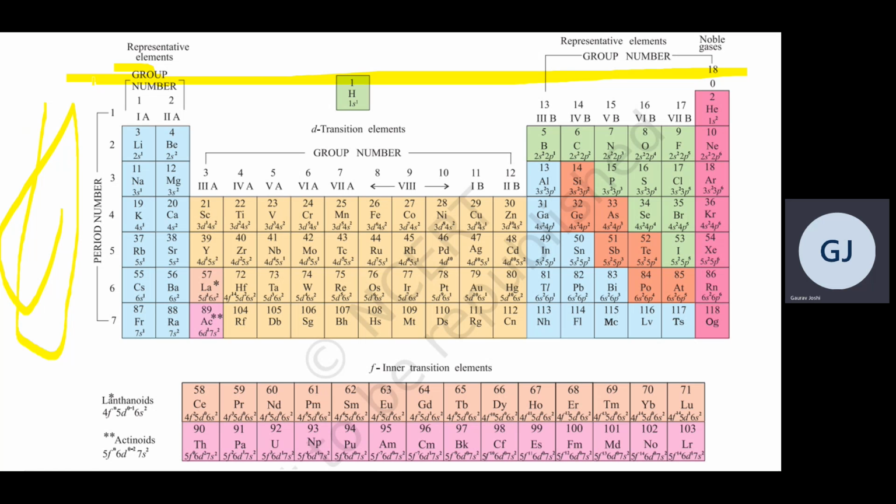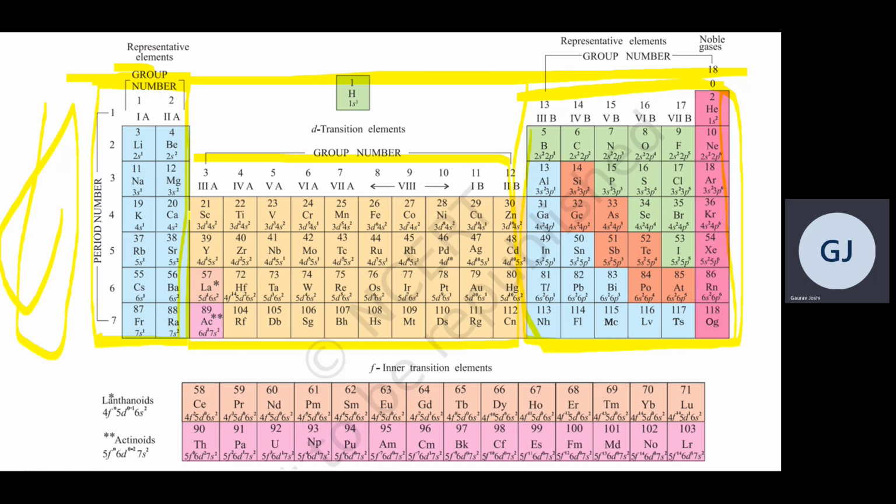That is, this one block is called the S block. This is the S block, right? This one is the P block. This one is the D block, right? And this one is the F block.